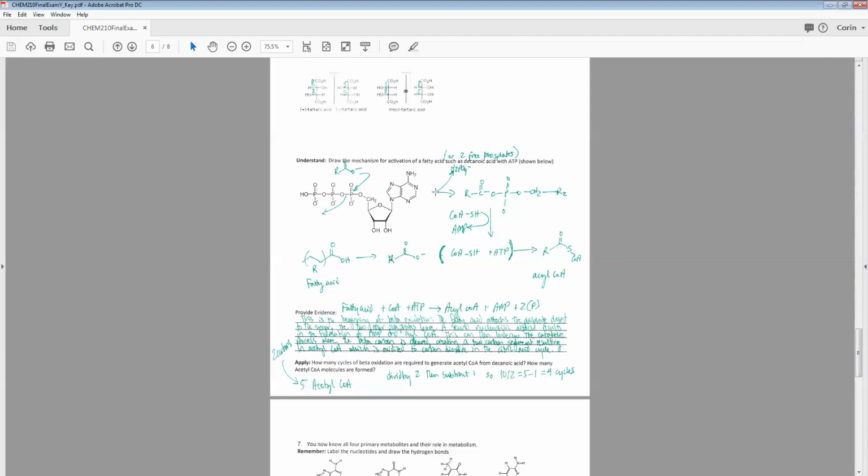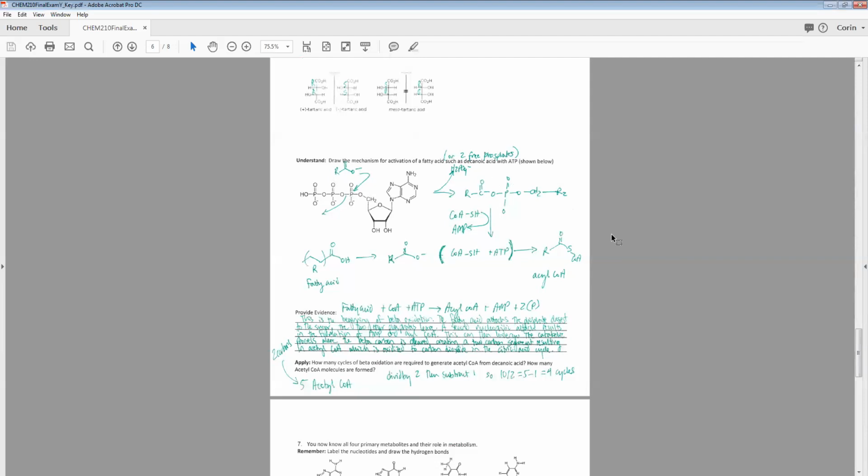This is going to create an intermediate that then reacts with CoASH to generate AMP. So in this case, here's your fatty acid. That's going to react with CoASH and ATP. That's going to give you your acyl-CoA. So this is the beginning of beta oxidation.